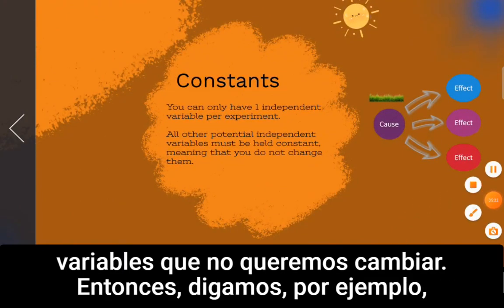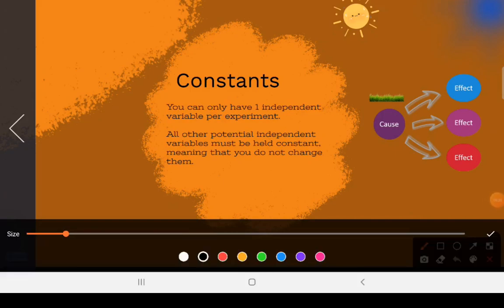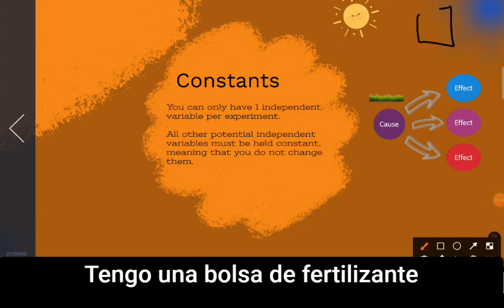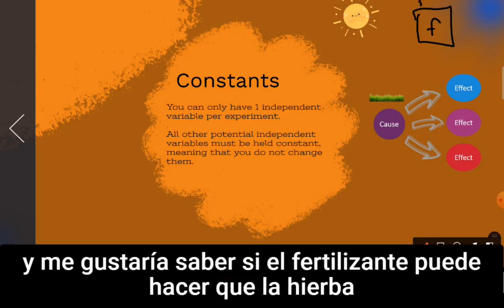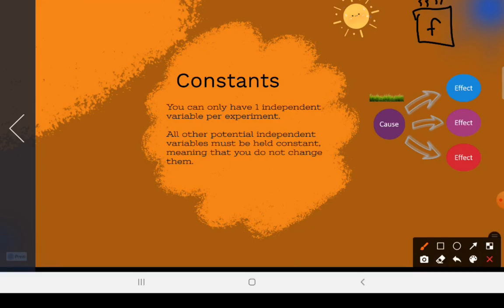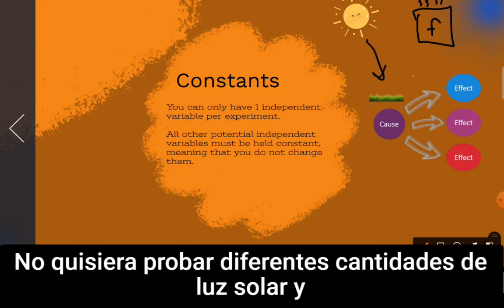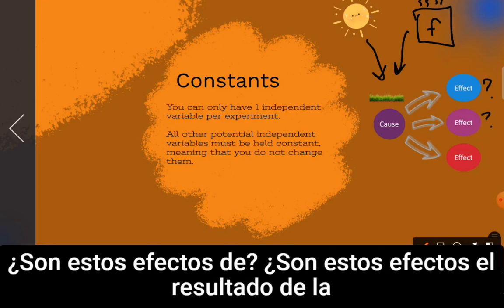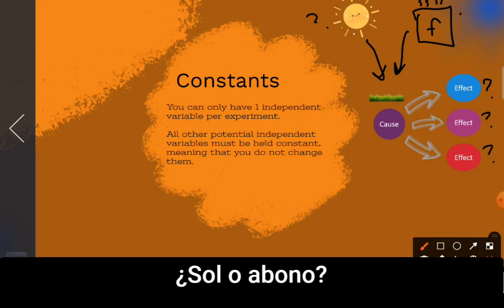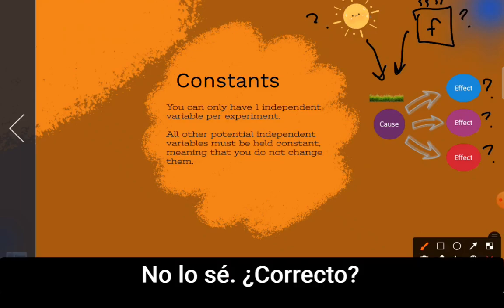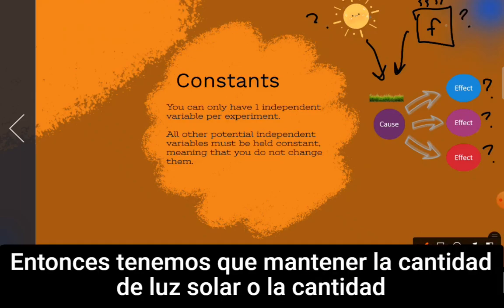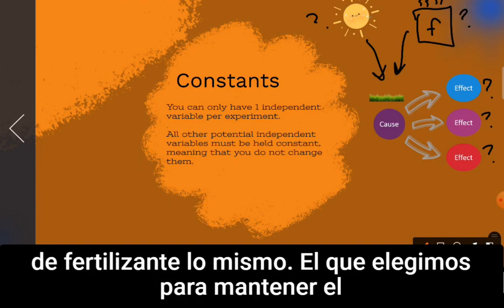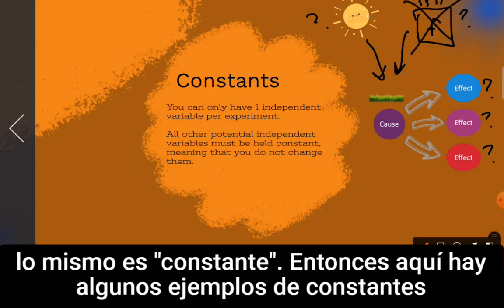Constants are variables that we don't want to change. So say, for example, I have a bag of fertilizer. And I'd sure like to know if fertilizer can make the grass grow taller, right? I wouldn't want to test different amounts of sunlight and different amounts of fertilizer, because if I did that, what are these effects from? Are these effects the result of the sun or the fertilizer? I don't know, right? So we have to keep either the amount of sunlight or the amount of fertilizer the same. The one that we choose to keep the same is constant.